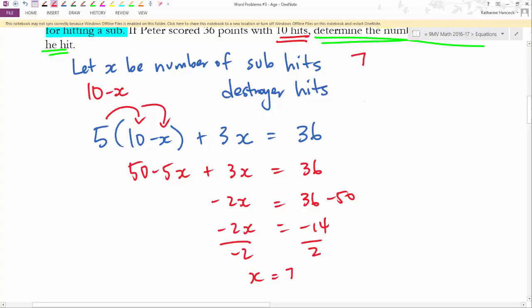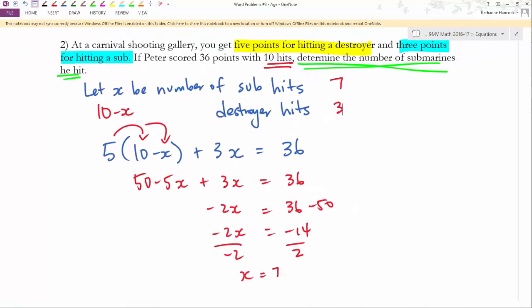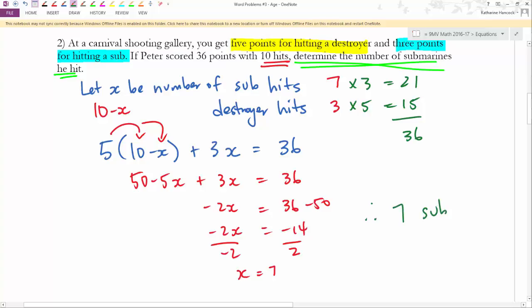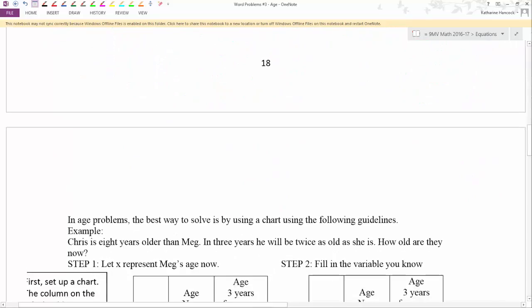So there would be 7 submarine hits and 3 destroyer hits. And if we just go back and double check that, each destroyer got 5 points. So that would have been 15. And each sub would have got 3 points, 21. And when we add that, we get 36. So it works. So therefore, 7 subs hit and 3 destroyers hit. Okay, that's it for the warm-up.